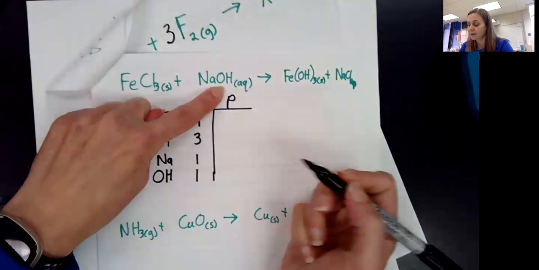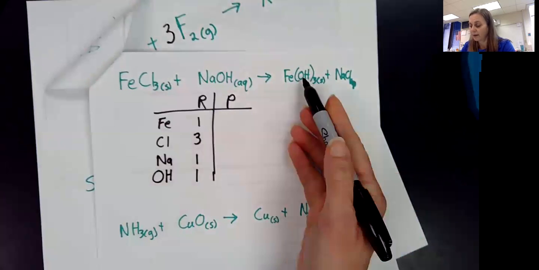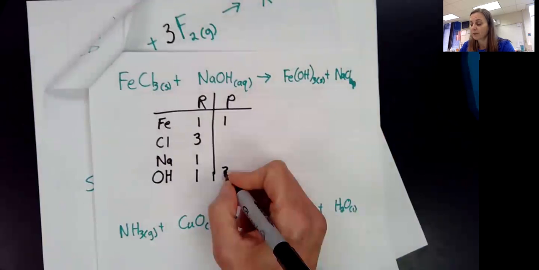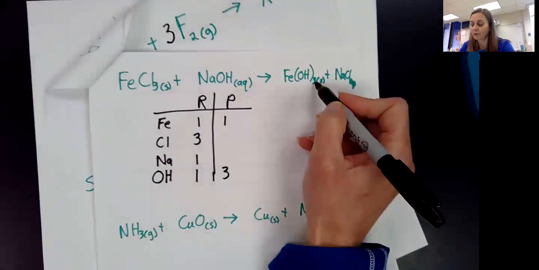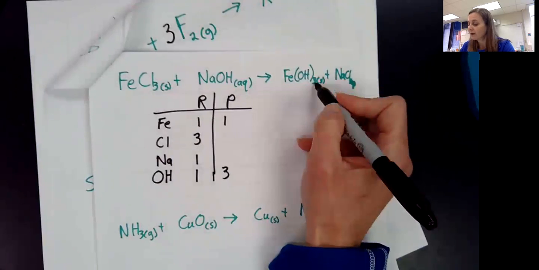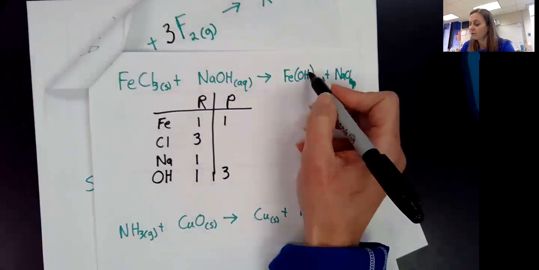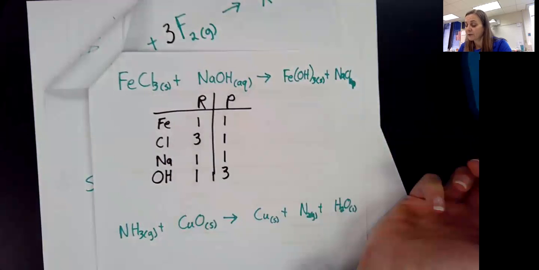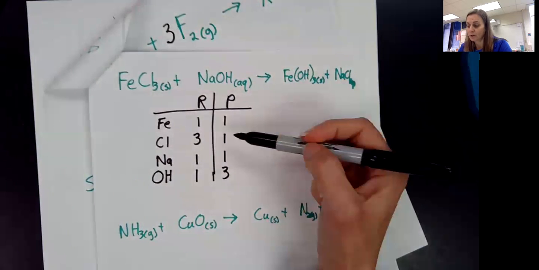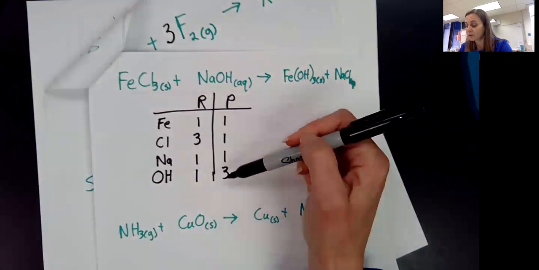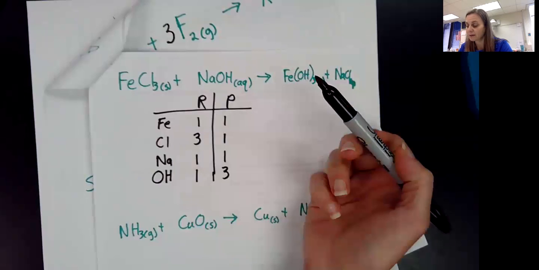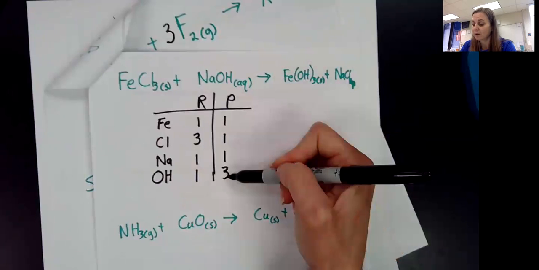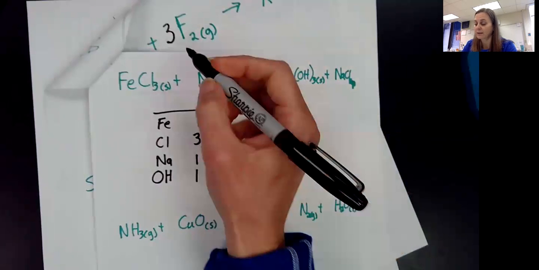On the reactant side, I have 1 iron, I have 3 hydroxide because that 3 subscript with the parentheses means that I have 3 of the whole polyatomic ion. I have 1 sodium and I have 1 chlorine. So I can see that I need to fix chlorine and I need to fix hydroxide. Doesn't really matter where I start. So I'm going to start with the hydroxide. I have 3 on the product side. So I'm going to move over here and put 3 on the reactant side.